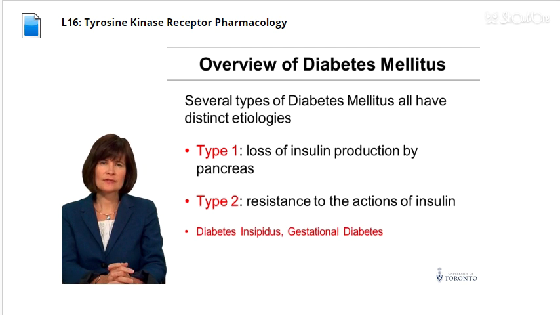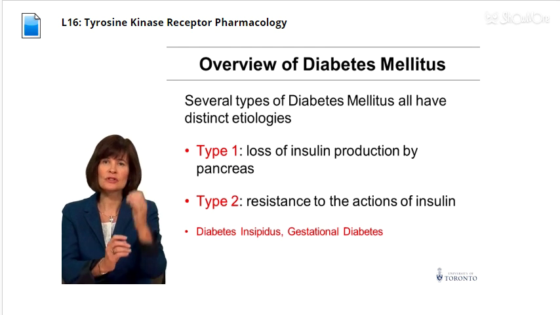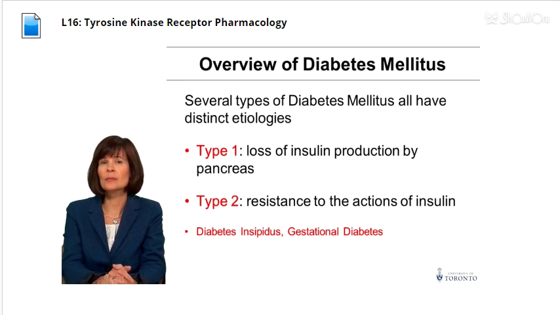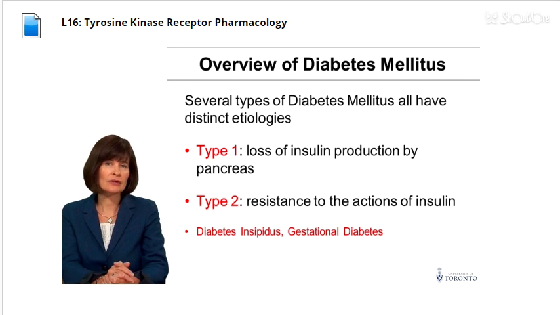The 2 other types of diabetes are diabetes insipidus, that is a very distinct condition related to the hormone vasopressin and not insulin. Finally, there is a type of diabetes found in 2 to 4% of pregnant women called gestational diabetes. Women with this condition are at a higher risk of developing type 2 diabetes in later life.